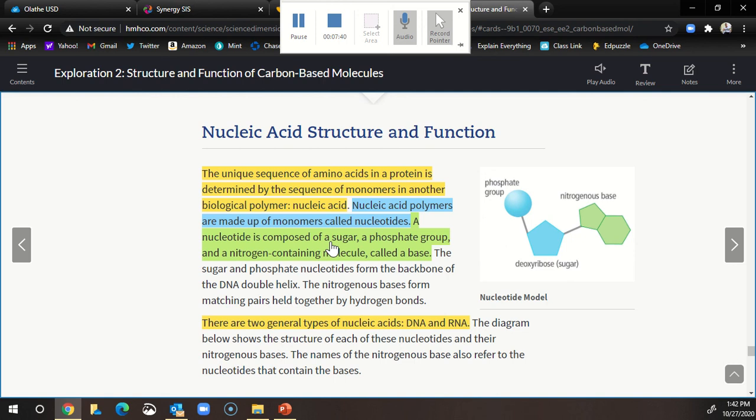Nucleotides are composed of 3 parts: a phosphate, a sugar, and then a nitrogen base. So those 3 components kind of make up that chain link, and then all the chain links link together to form DNA and RNA. Now, I'm hoping you've heard of these 2 terms before. If not, again, we'll go over them a lot next semester.